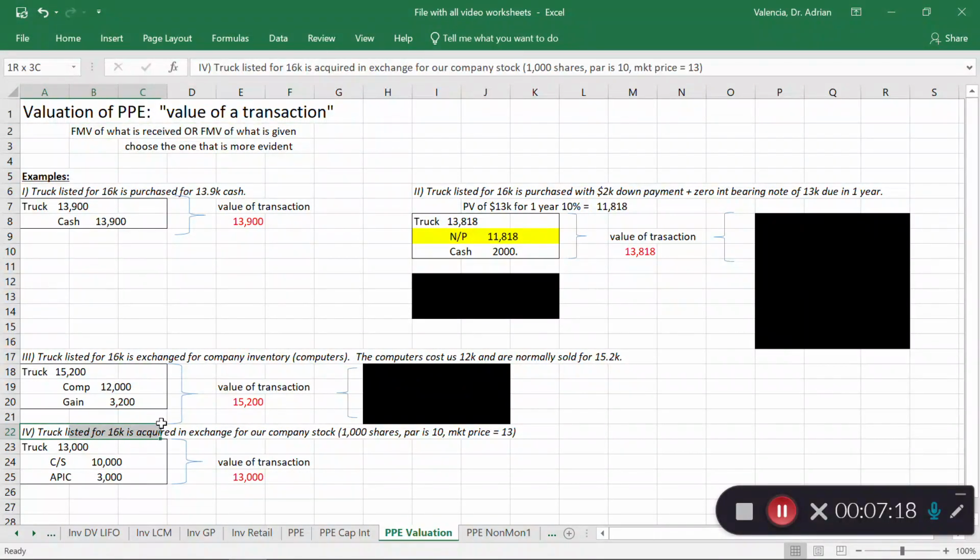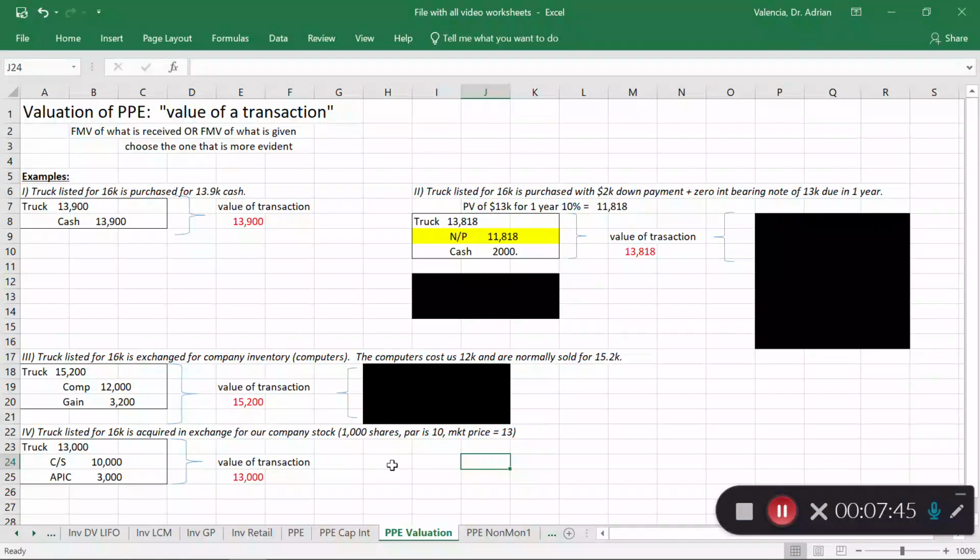So suppose that in this scenario, the stock price could not be determined because it's not a publicly traded company. It's privately held. Well, if you were facing that scenario and you don't have a good measure of what the shares are worth, then you might have to figure out what the truck is worth. So you might have to go to Kelly Blue Book valuation metrics. We have different things that we could use to determine what that truck is worth, and then we would use that as the value of the transaction. Different scenarios call for different actions, right?